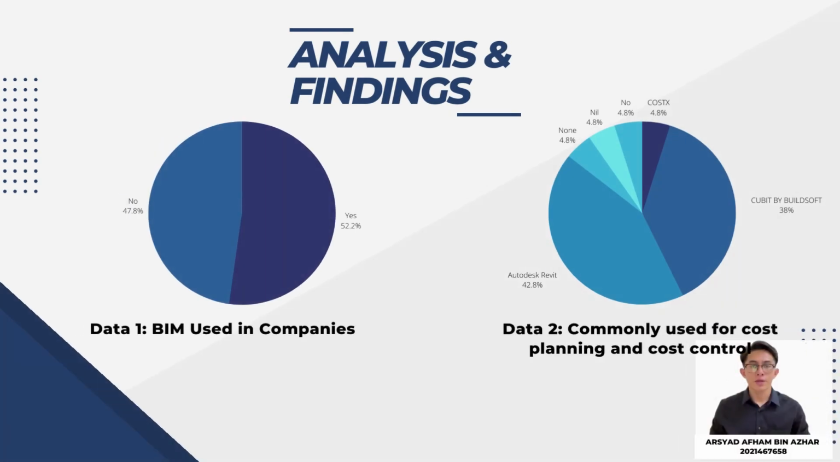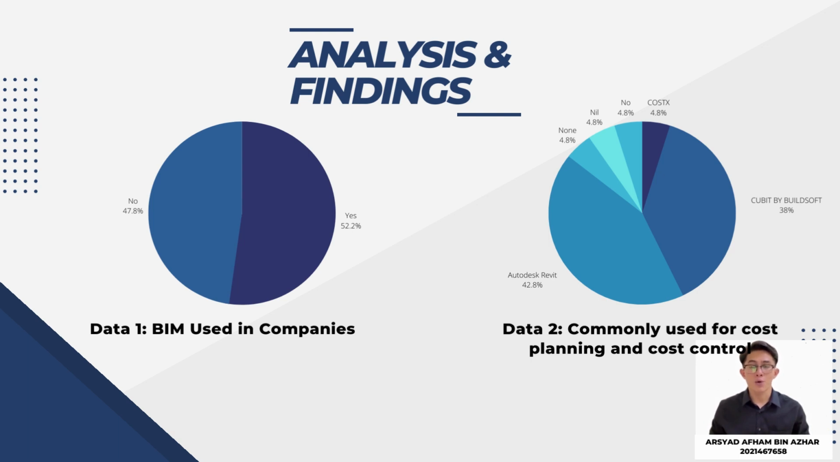Following that, this survey reveals that the majority of companies have only used building information modeling, BIM, at their workplace. Despite the fact that BIM is well known, it is still not widely used in many businesses. 52.2% of respondents' companies have been using BIM for project cost management, which is cost planning and cost control. Meanwhile, 47.8% of respondents' companies are not using BIM for project cost management.